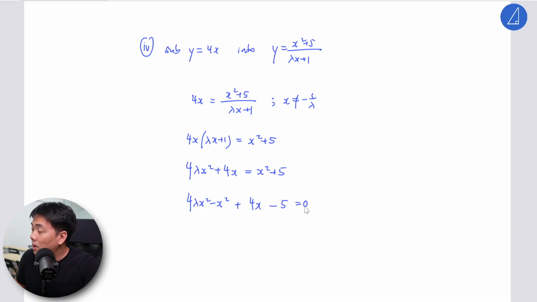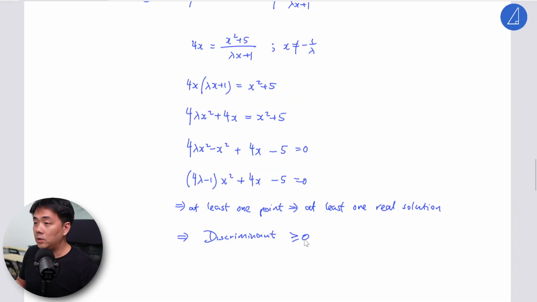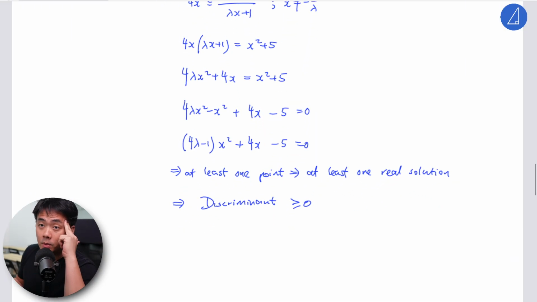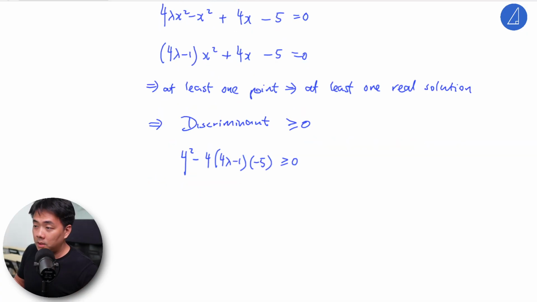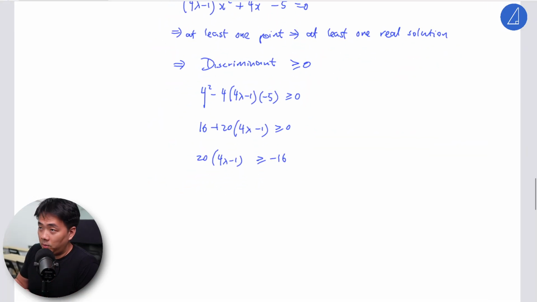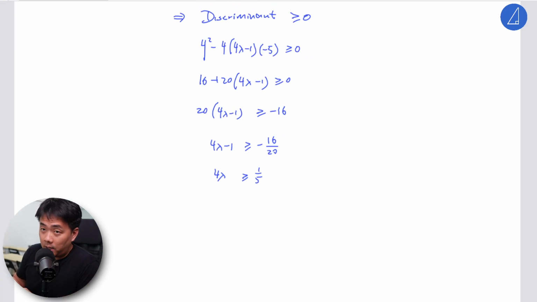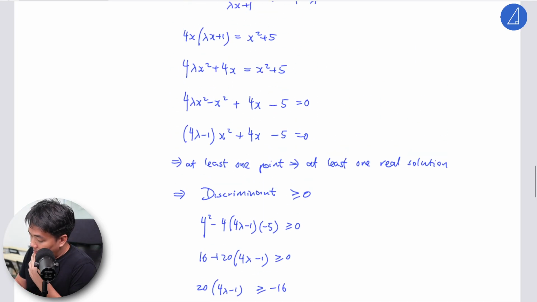So you want at least one point in common, so I need at least one real solution, right? I need to make sure the discriminant is at least 0. Then I'm going to expand this. From here, what we get is, divide by 20 both sides. We'll get this. Then look at this, lambda is at least 1/20. Okay, that's about it.